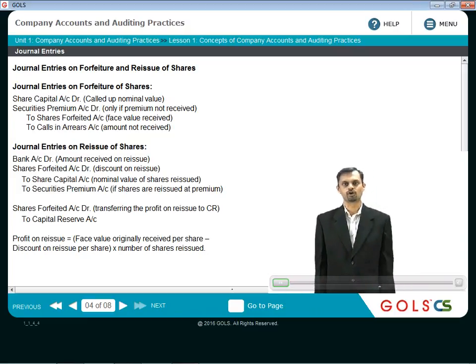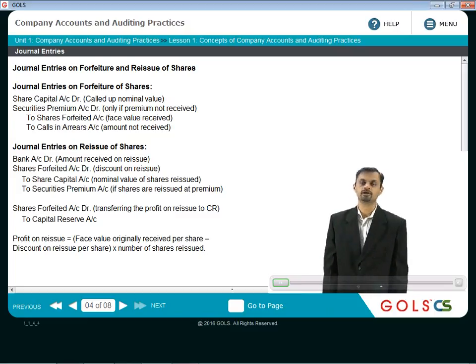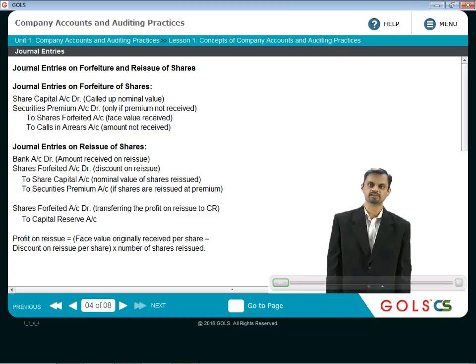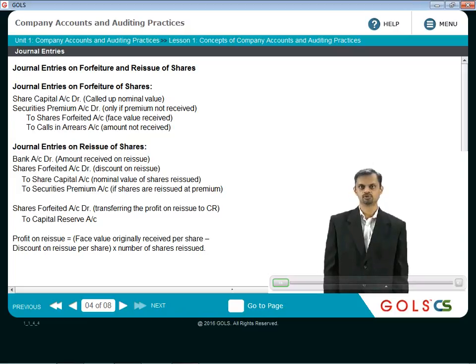Now after the shares are forfeited, the board may decide to reissue the shares. So now let us see the journal entries for reissue. So when the shares are reissued, obviously the company will get money. So bank account debit to the extent of money received at the time of reissue. Now the reissue may happen at a discount. So if there is a discount on reissue, then the discount will be debited to the account which you had used earlier, which is called shares forfeited account. So shares forfeited account debit to the extent of discount on reissue.